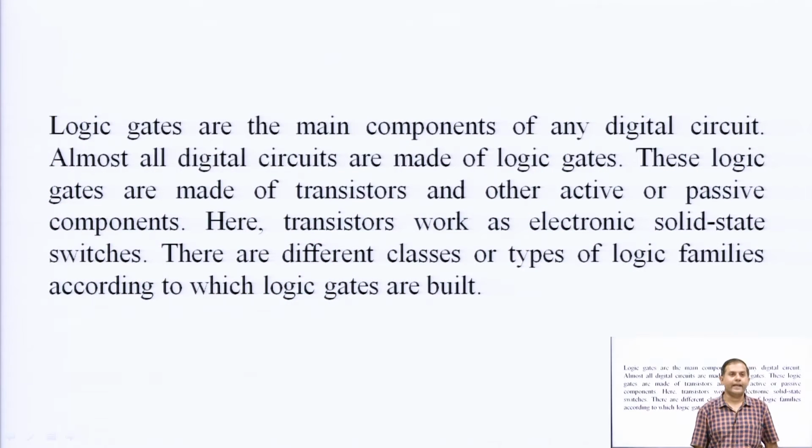Logic gates are the main components of any digital circuit, we know that. Almost all digital circuits are made of logic gates, as we have seen in previous lectures. These logic gates are made of transistors and other active or passive components. Here transistors work as electronic solid state switches. There are different classes or types of logic families according to which logic gates are built.